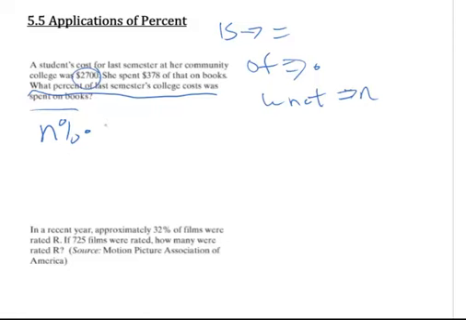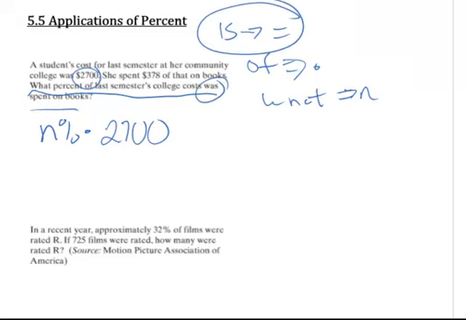Well, last semester she spent $2,700. Was is just the past tense of is, which means equals. She spent $378 of that on books.